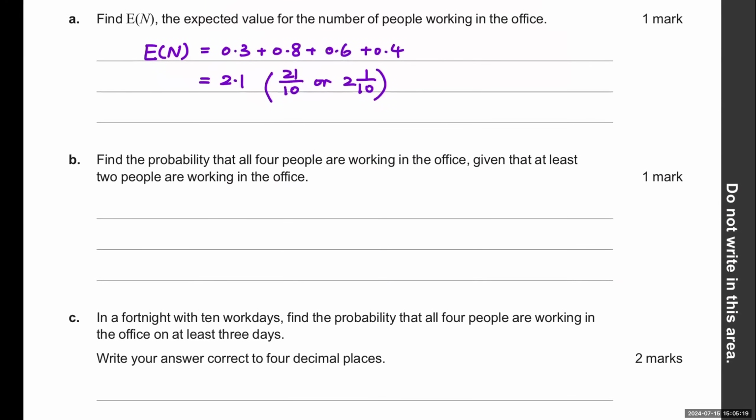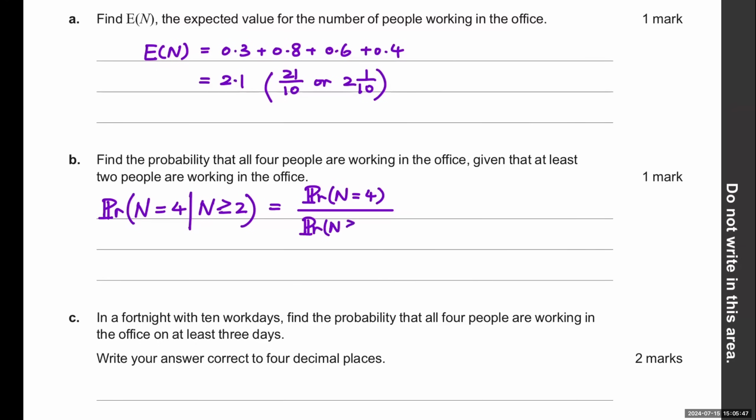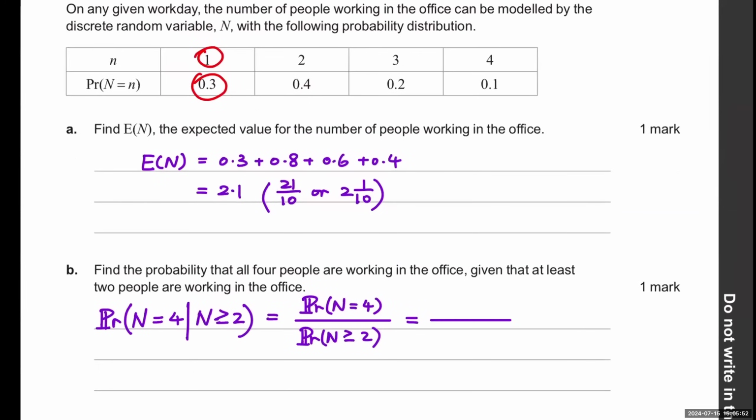Find the probability that all 4 people are working in the office, given that at least 2 people are working in the office. So let's set it out like a probability with capital N equals to 4 exactly, given N is greater than or equal to 2. Okay, something along this line. So your numerator should just be probability N equals to 4. The denominator is probability of N greater than or equal to 2. And then we can refer back to the table.